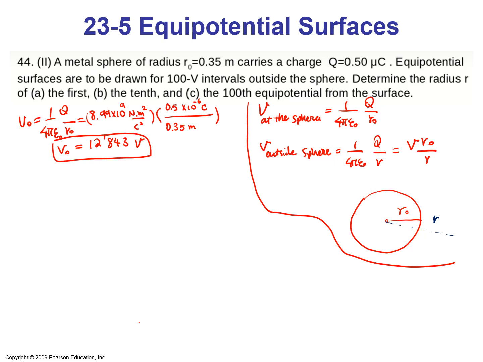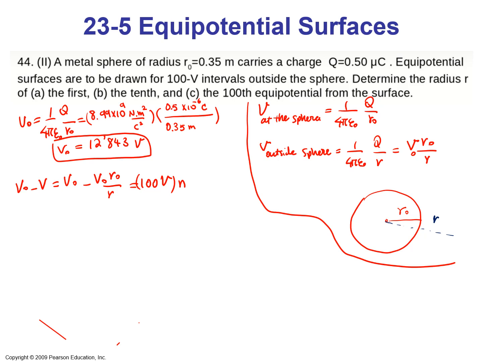This is the potential at the surface of the sphere. Okay, now the problem says equipotential surfaces are to be drawn for 100 volts interval. So we should see at what radius, at what distances the equipotential surfaces will form with 100 volts. So we say V naught minus V, and that is equal to V naught minus V naught R naught divided by R, and that should be equal to 100 volts times N, and N represents the number of the equipotential surface.